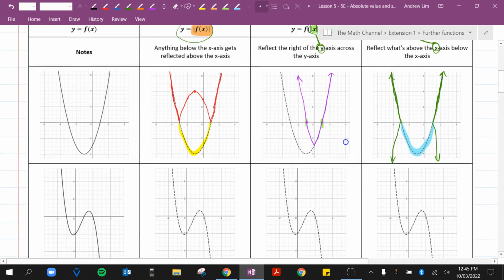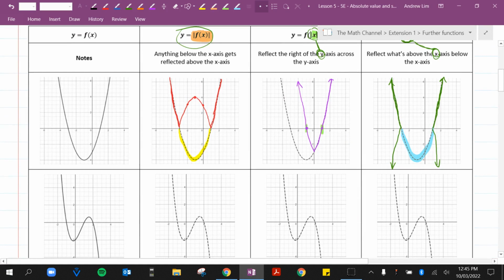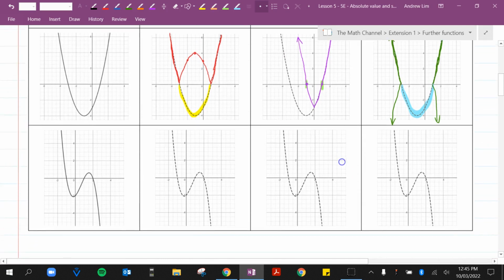Okay, so for the first one, we want to sketch y equals the absolute value of f of x, so everything's going to be positive. So all of this will remain where it is, as will this. But this bit down here will be reflected up. And this bit down here will also be reflected up. Something like that.